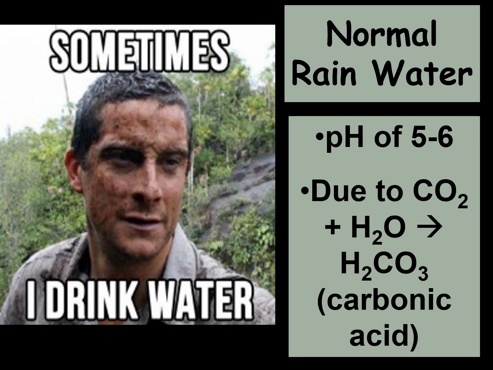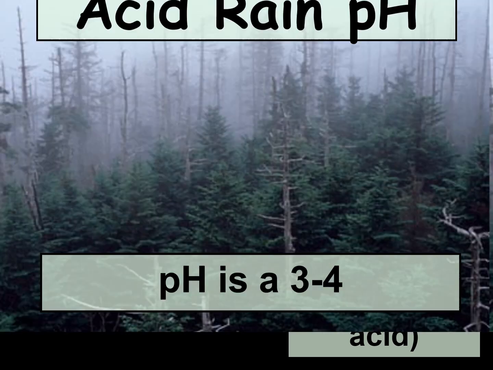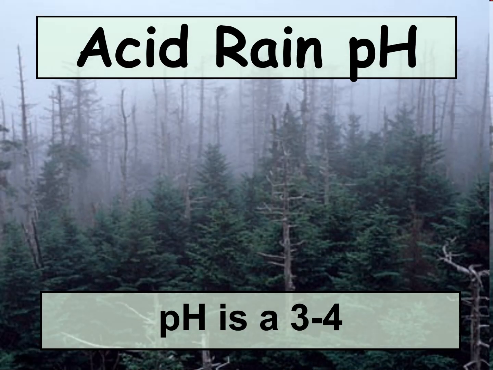But when we're talking about acid rain, well, acidic rain has a pH of about 3 to 4, so it's definitely much stronger than just normal rainwater. And that's caused by two different chemicals. So we're going to talk about sulfur oxides and nitrous oxides that contribute to the acidic deposition that is here on Earth.